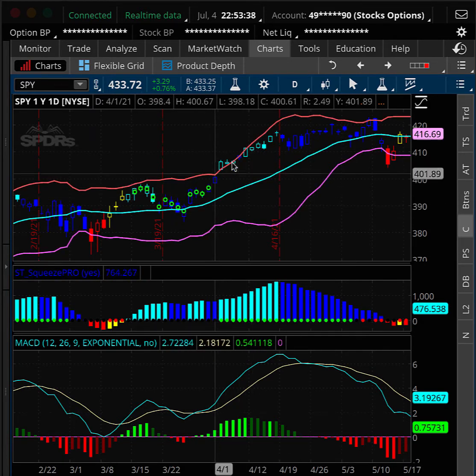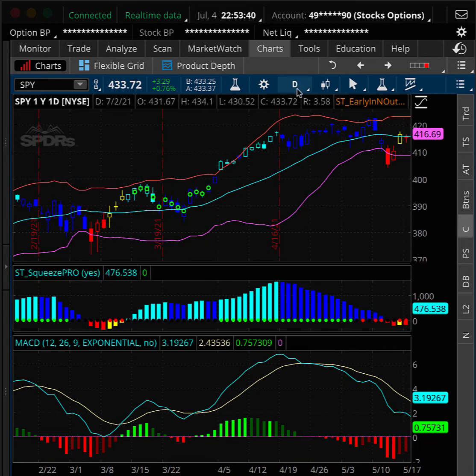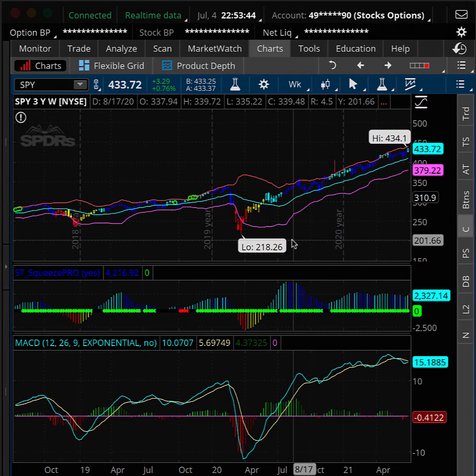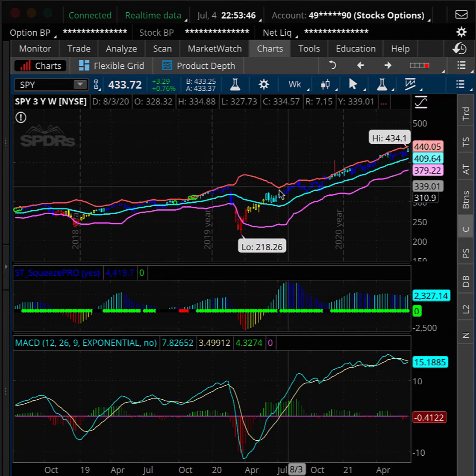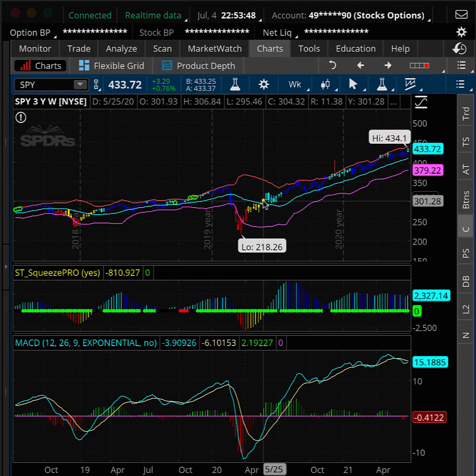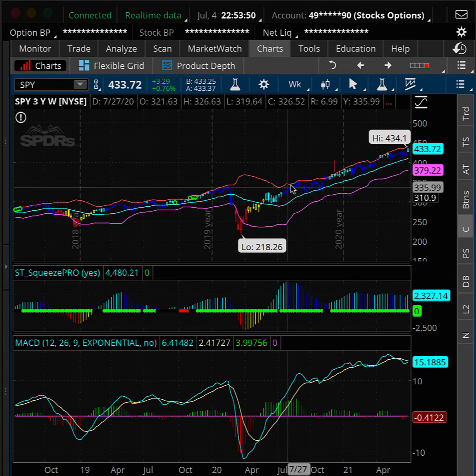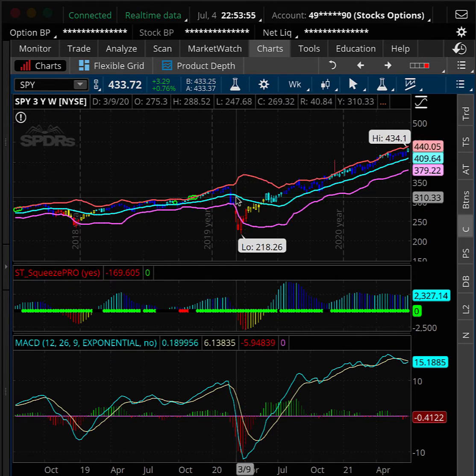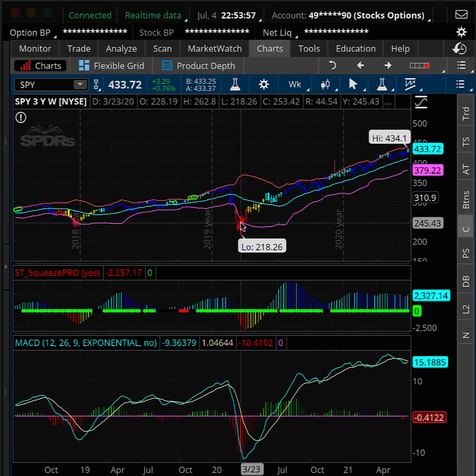Now, how do you determine if that's going to go up or down? Well, one way to do it is to go to a higher time frame. So you can go to a week and see what direction it's going. If it's going above the mean of the Bollinger Band, then most likely it's going to go up. But if the price is crossing down the average of the Bollinger Band, then most likely it's going down.